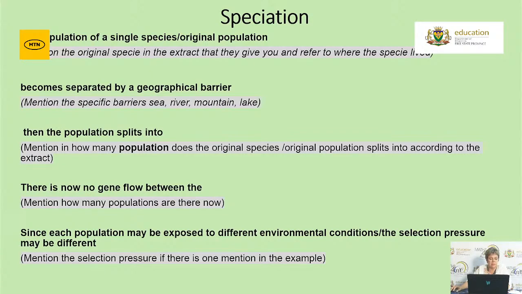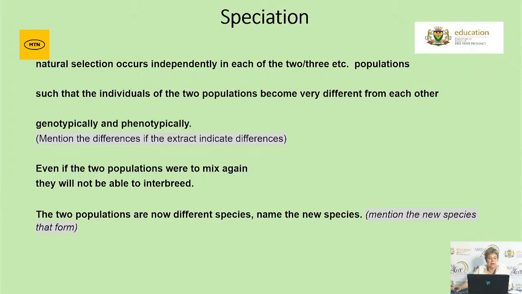Since the populations may be exposed to different environmental conditions, they will be different, and you mention that there is natural selection independently, and they differ genotypically and phenotypically, and you mention the differences in the example, and then even if the two populations are mixed together, they cannot reproduce fertile offspring, and now new species are formed, and you specifically mention those species.